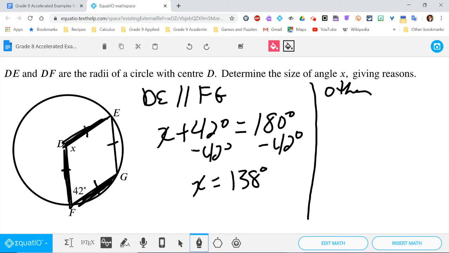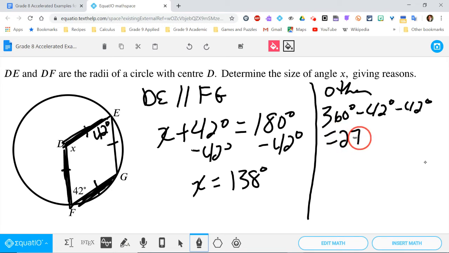maybe the parallel lines don't make that much sense, but I know that angle F is 42. So angle E has to be 42. And then you may remember that any quadrilateral adds up to be 360 degrees. So I could say that I have 360 minus 42 minus 42. So we have 360 degrees minus 84. That's going to equal 276.